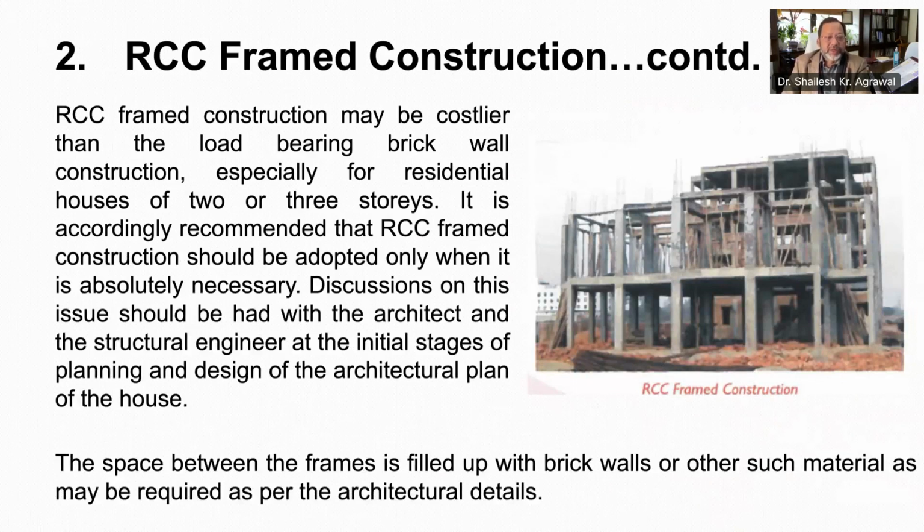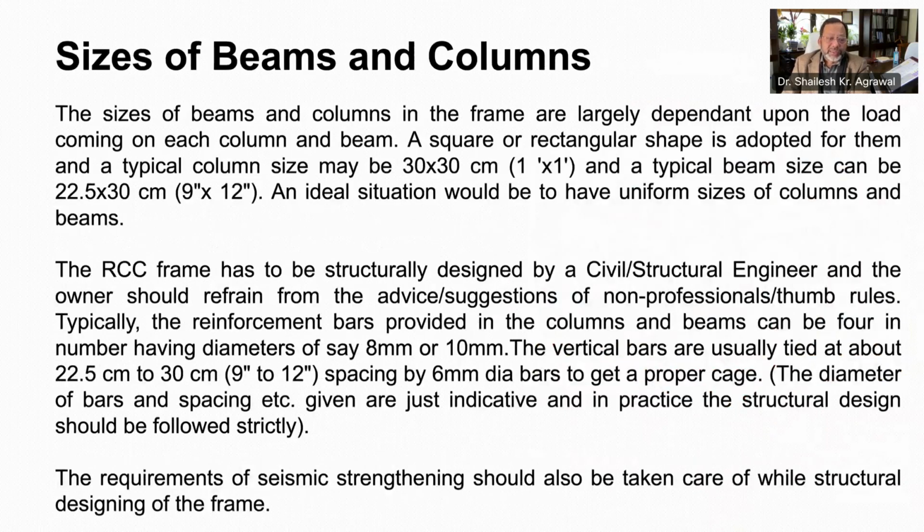As told you earlier, the sizes of beams and columns in a frame are normally given through structural design depending upon the loads. However, as per thumb rule, a typical column size may be 1 feet by 1 feet or 300 mm by 300 mm, and it can be rectangular or square.